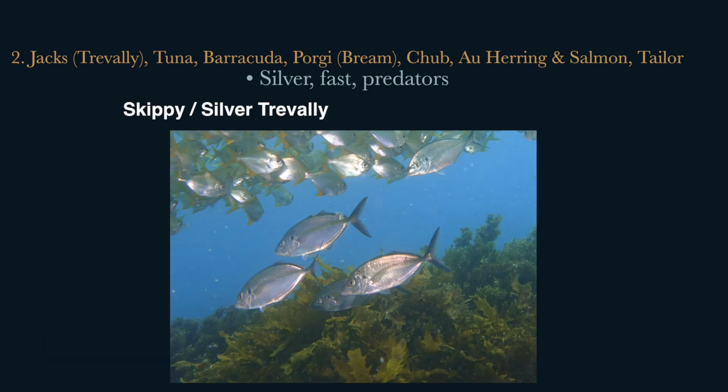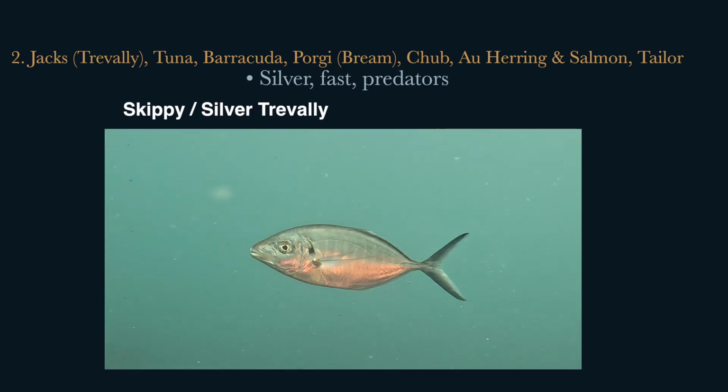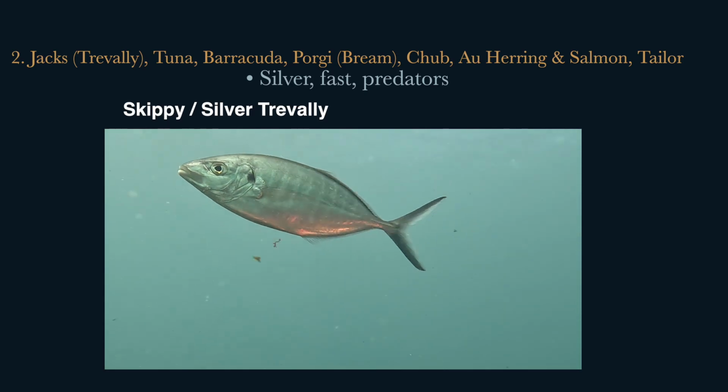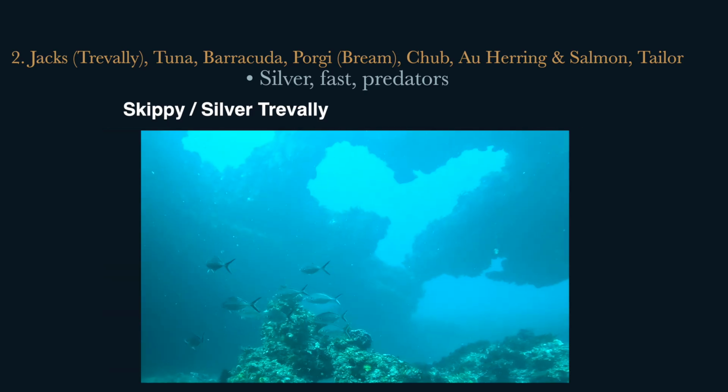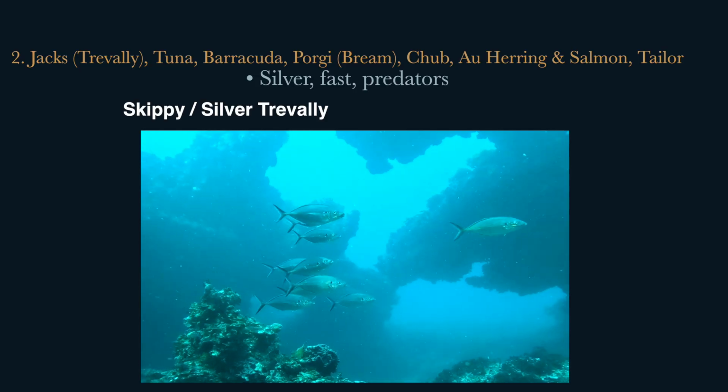Silver trevally, commonly called skippy, form schools over weed and are hunters. They can grow to 1.2 meters and 18 kilograms, but typically are 35 to 60 centimeters. They live in the subtropical to temperate region from the north of Perth all the way round to New Zealand and up some of the east coast.